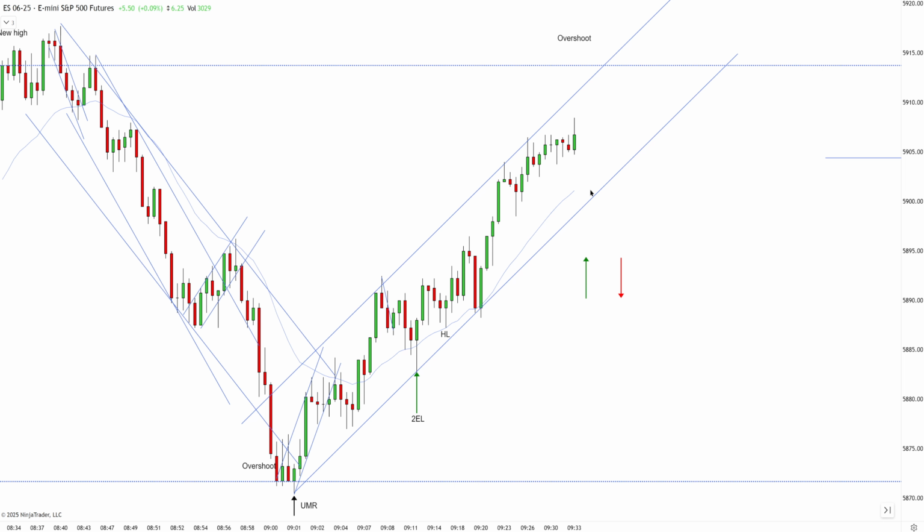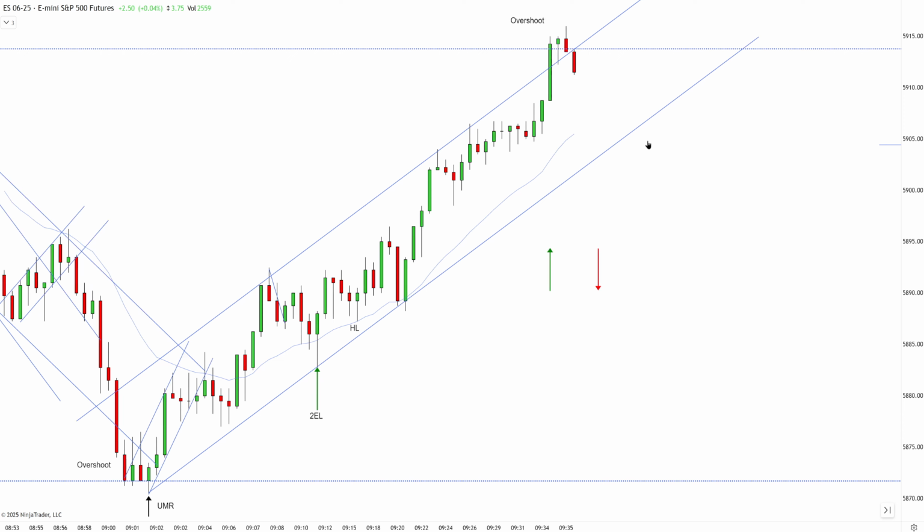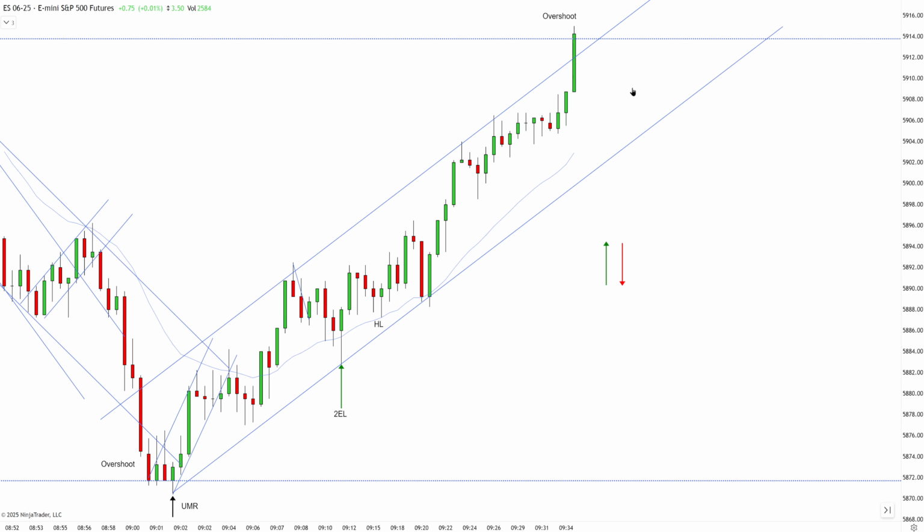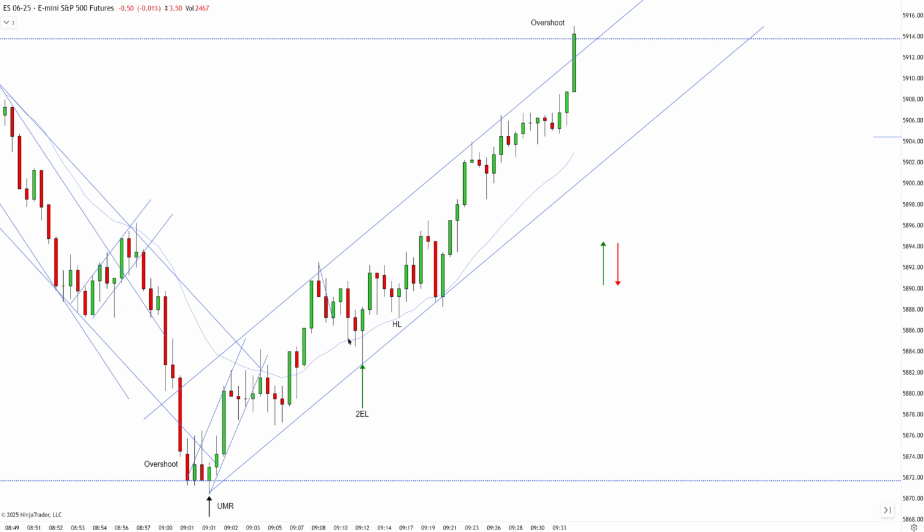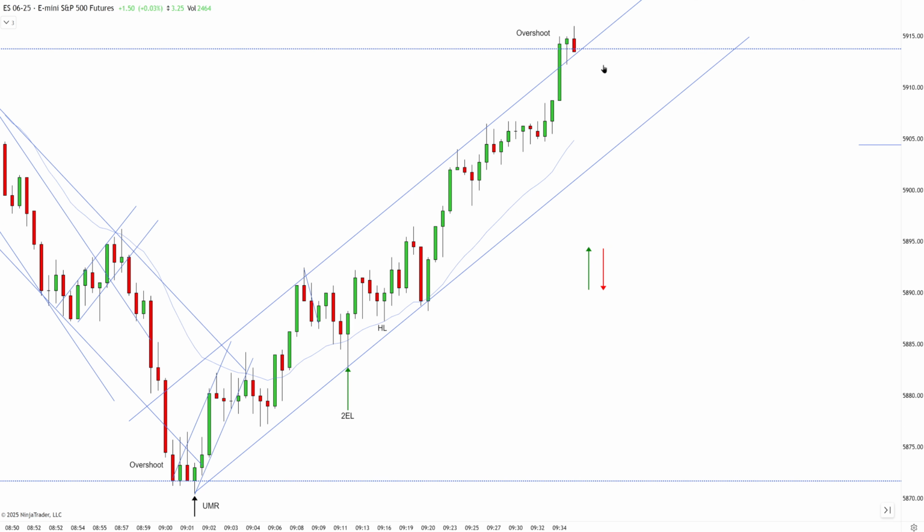I'm thinking about second entry long at the EMA, at the trend line, and we have overshoot again. Okay, and once again you can see this tends to happen. You have a massive bar here and a massive bar here, because this is the oversold and overbought indicator. A lot of traders will be taking profits, depletion.